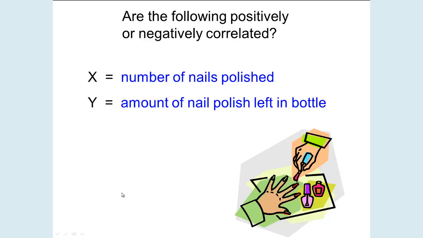Are the following positively or negatively correlated? X is the number of nails polished. Y is the amount of nail polish left in the bottle.